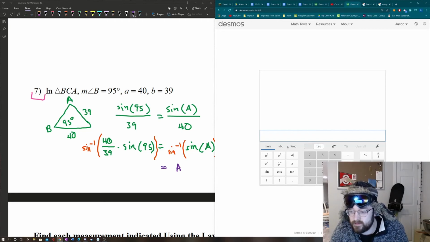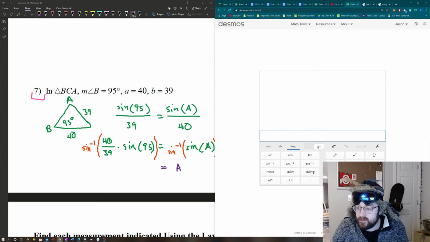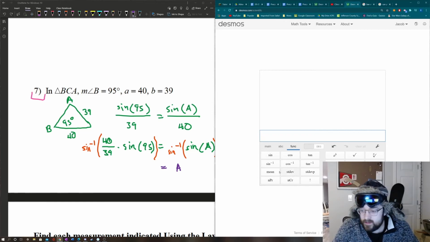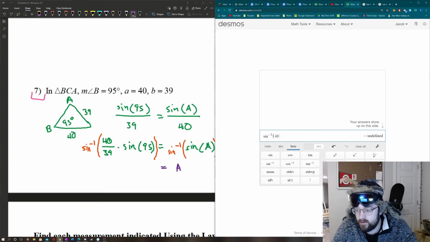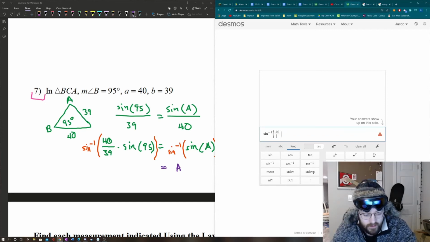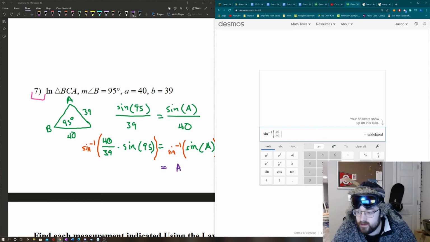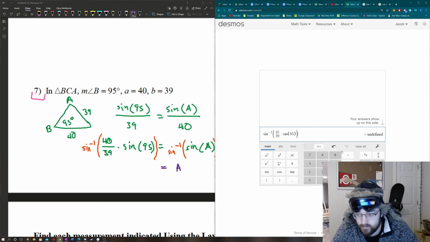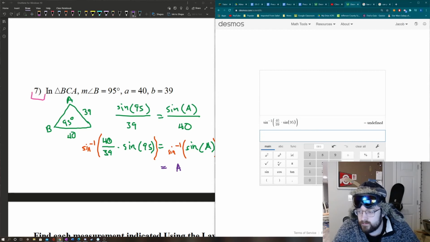Okay, so first result, Desmos has a nice calculator. If we just look up their scientific calculator, I forgot about that. That's good. So I'm going to put in inverse sine of 40 divided by 39, and then times sine of 95. Making sure that degree is highlighted because I'm using degrees. And I press enter.